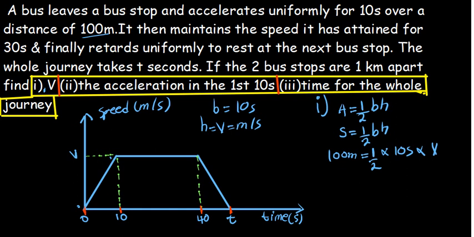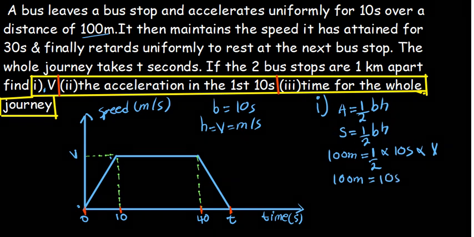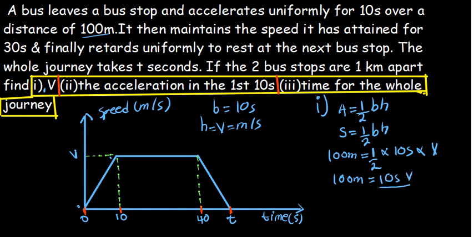In this case, you can multiply this side. You have 100 meters equals 10 seconds times v, divided by 2. You can reduce this: 2 into 2 is 1, 2 into 10 is 5. Meaning we have 100 meters equals v times 5 seconds.